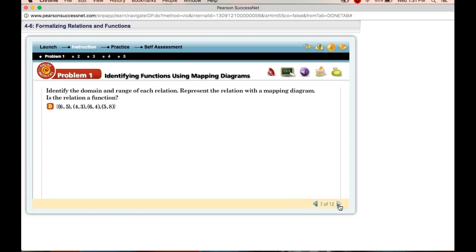Part B. Identify the domain and range of the relation. Represent the relation with a mapping diagram. Is the relation a function? The domain contains the x coordinates. The domain is 4, 5, 6. The range contains the y coordinates. The range is 3, 4, 5, 8.